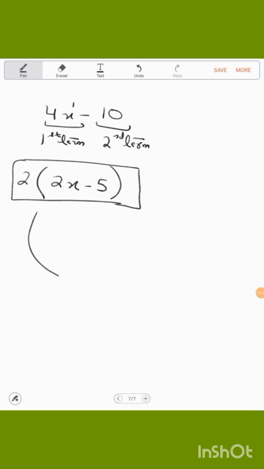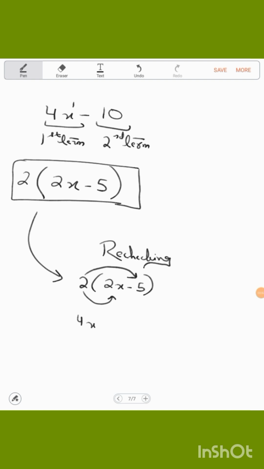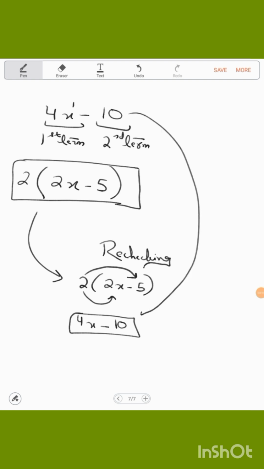Okay, now let's recheck whether our answer is correct or not. What we are doing, we are rechecking. Now you are going to expand the brackets. So if you multiply 2 with 2x, you are going to get 4x, and if you multiply 2 with 5, the sign will come as it is, you are going to get 10. So if this answer is similar to your question, then you have done correct factorization.